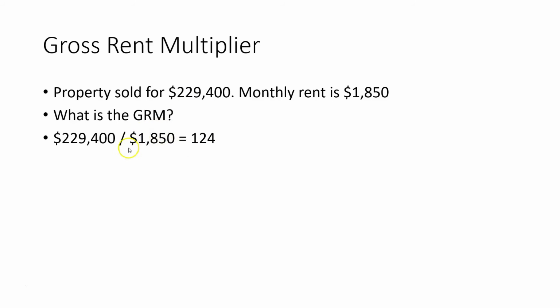If I knew that the rent was 1850 and I knew that the gross rent multiplier was 124, then multiplying those two out would give me a value of 229. If I knew that the value was 229,400 and the average gross rent multiplier in this area is 124, then I know I should be expecting about 1850 a month rent. That's how that one works.